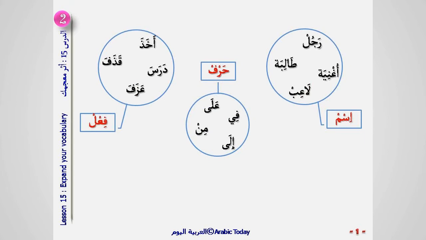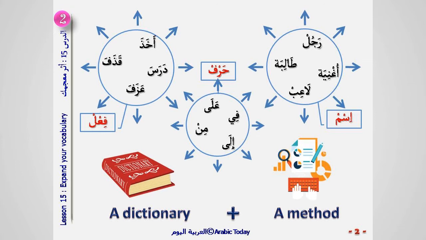So far, we have learned a bunch of nouns, verbs, and particles, along with the morphological features. Now it's time to expand your vocabulary and build on your own your first layer of basic words. For that purpose, you will need a dictionary. And if you want to be more efficient, you had better use one or more learning methods.